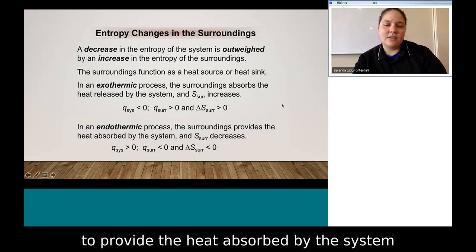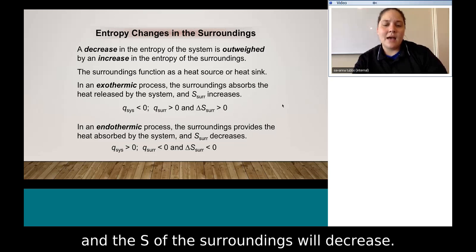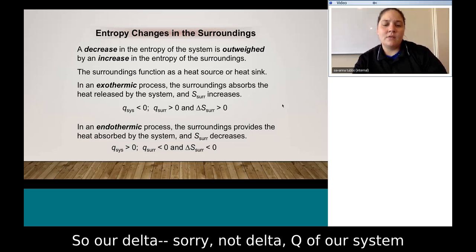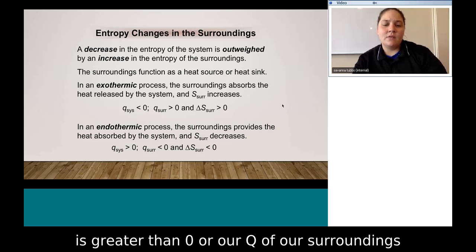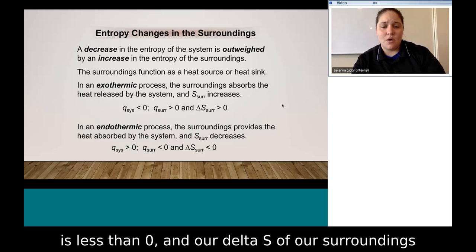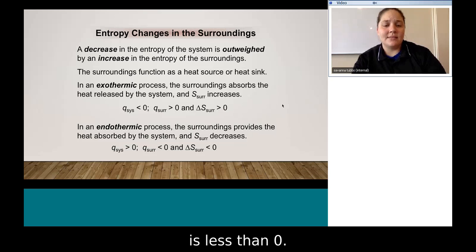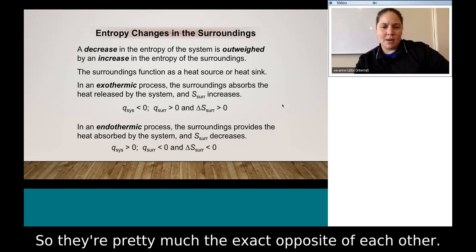In an endothermic process, the surroundings provide the heat absorbed by the system, and the S of the surroundings will decrease. So Q of our system is greater than 0, Q of our surroundings is less than 0, and delta S of our surroundings is less than 0. So they're pretty much the exact opposite of each other.